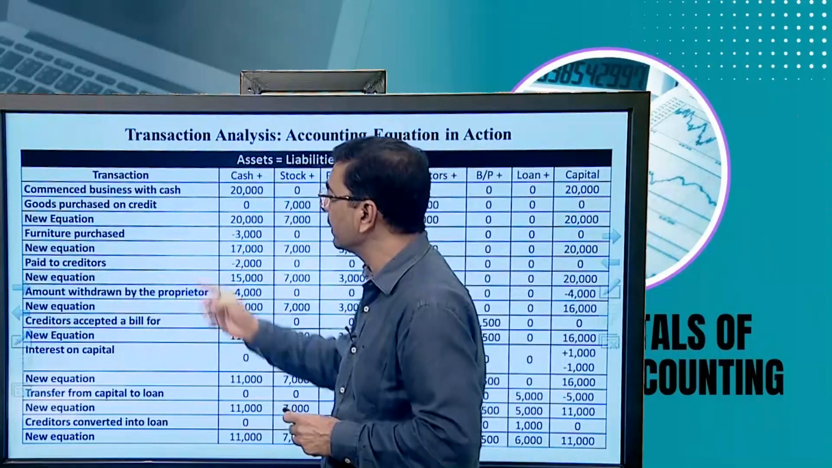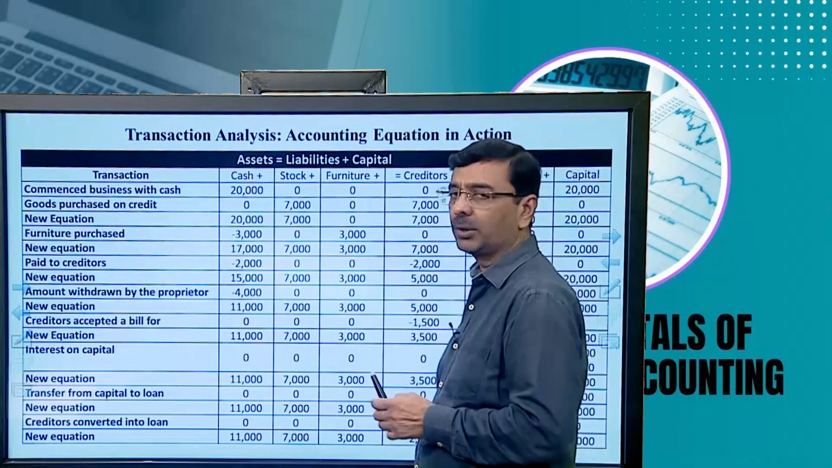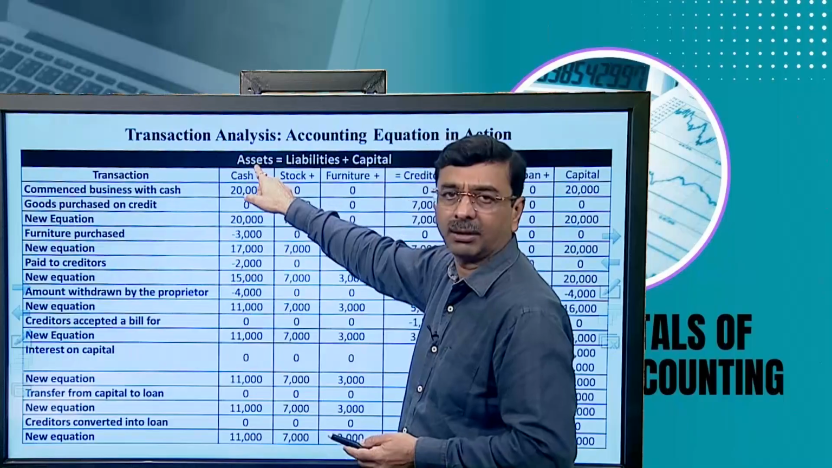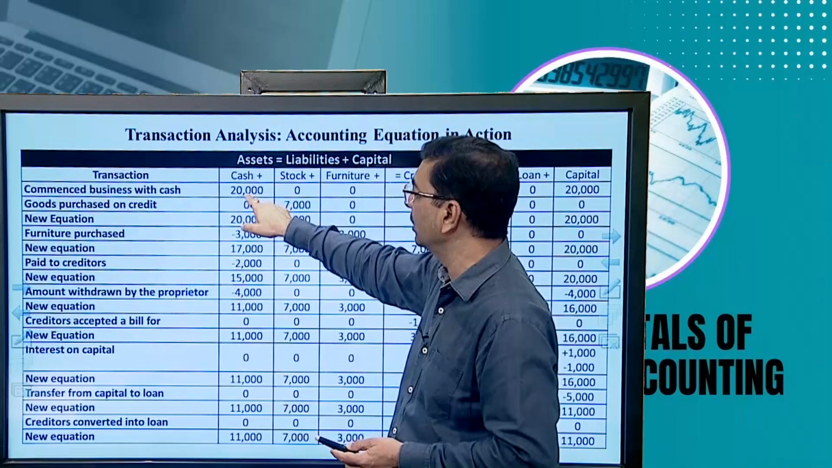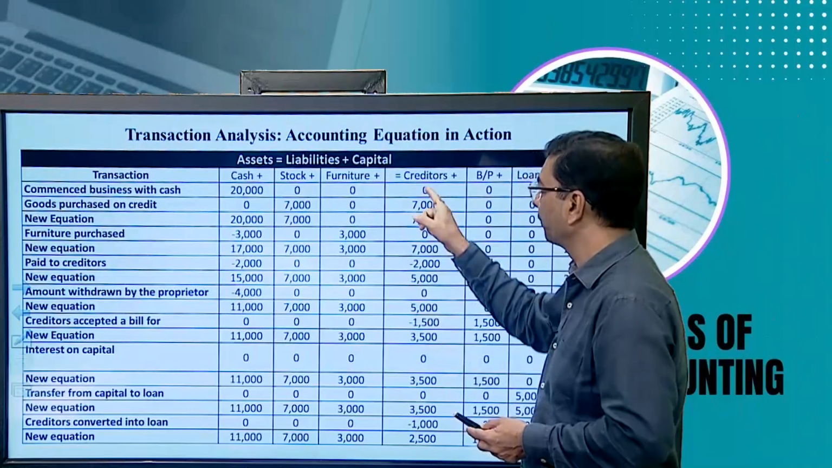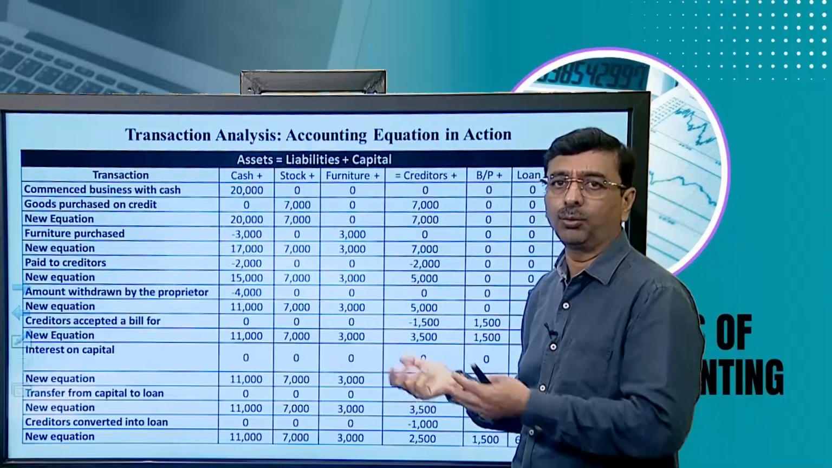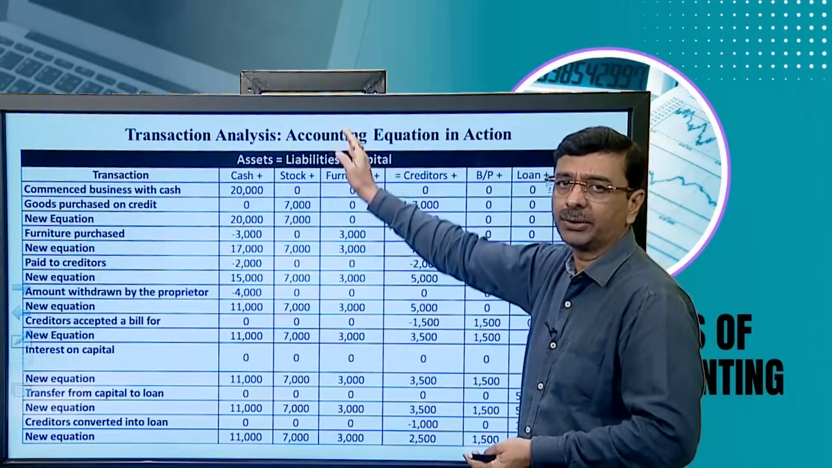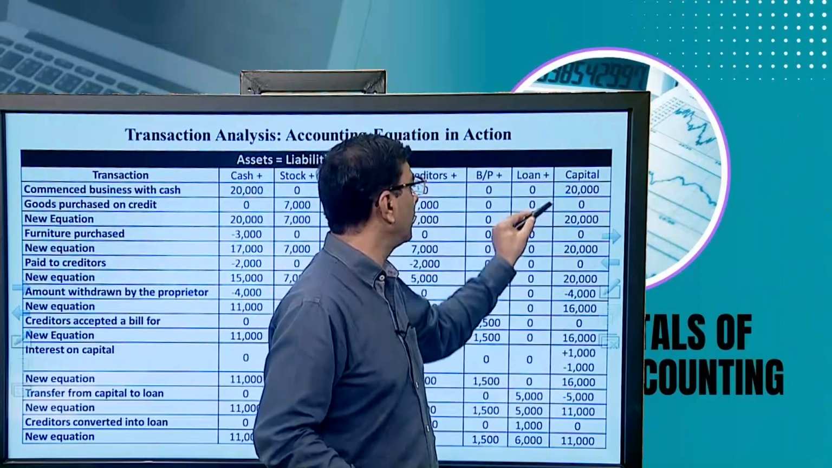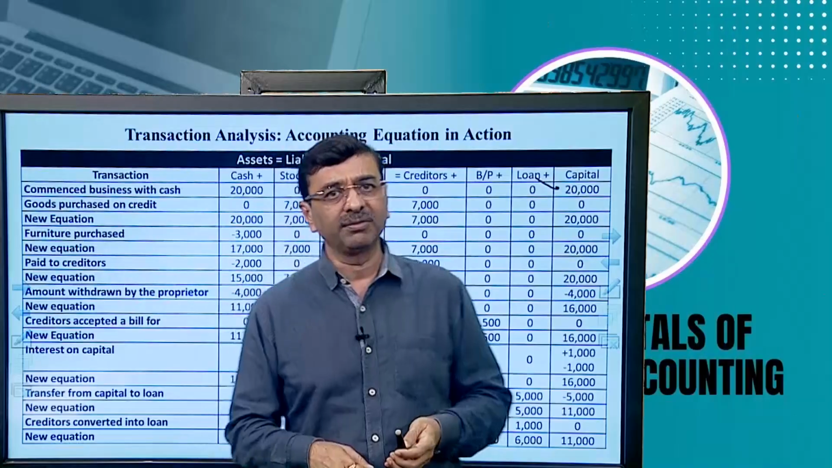Let's begin with the first transaction. Commence business with cash of rupees 20,000. So the cash comes in, and cash is your asset, so it will affect assets. Cash account debit 20,000 rupees. There is no stock and furniture, so that's why it's zero. There is no change in creditors or liabilities, because you brought the capital into the business, so it affects capital. So in the last column, the capital is 20,000 rupees, because it is coming in the form of capital.